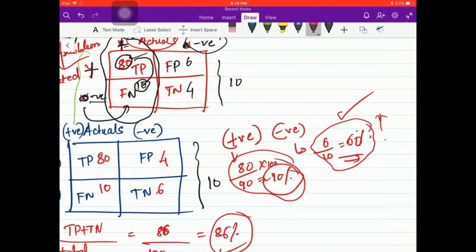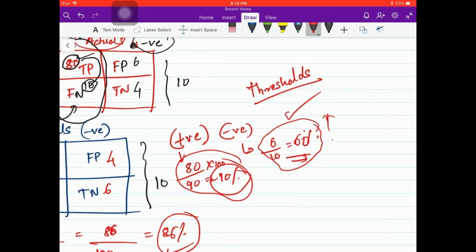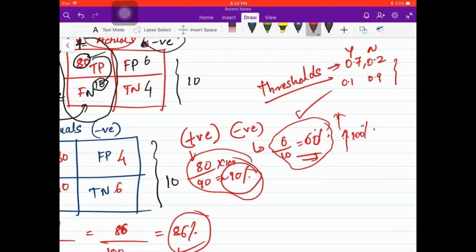But in classification, there is something very interesting: you can always have thresholds. What is the threshold? Whenever I am running an algorithm, I am getting predictions in terms of probabilities, like 0.7, 0.2, 0.1, 0.9. I can always set my threshold, and say below this, I'll always predict low. You can always have a threshold, and this is up to the user. It's not even in the hands of the model. So you can always manipulate the threshold.